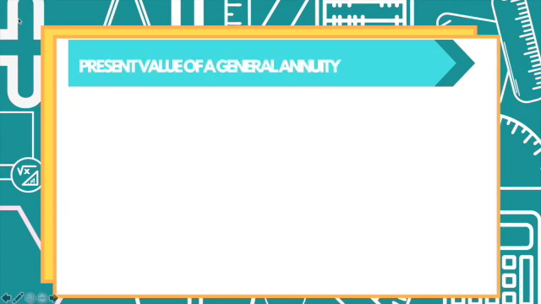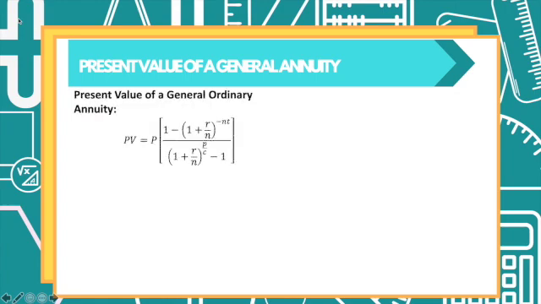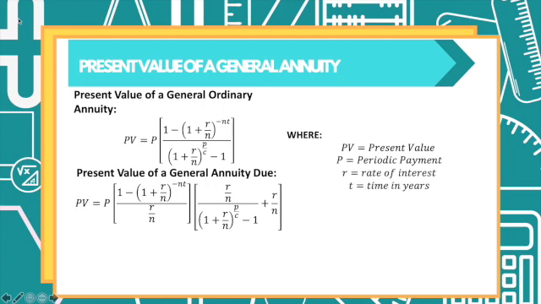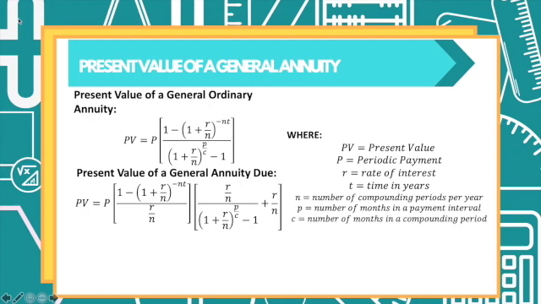Now, for the present value of a general annuity, we use the following formula. Same as the variables that we had earlier, PV is the present value, capital letter P is the periodic payment, R is the rate of interest, T is the time in years, N is the number of compounding periods per year, small p is the number of months in a payment interval, and small c is the number of months in a compounding period. Okay, now let's have an example.